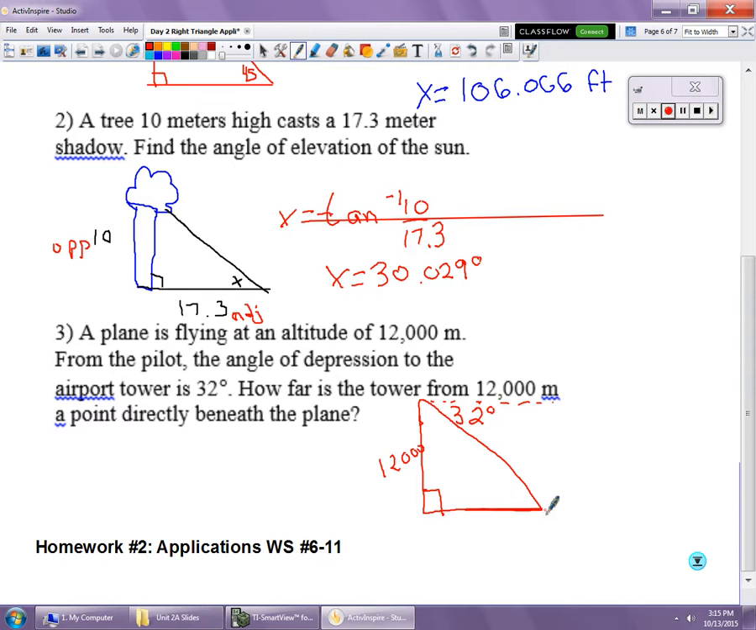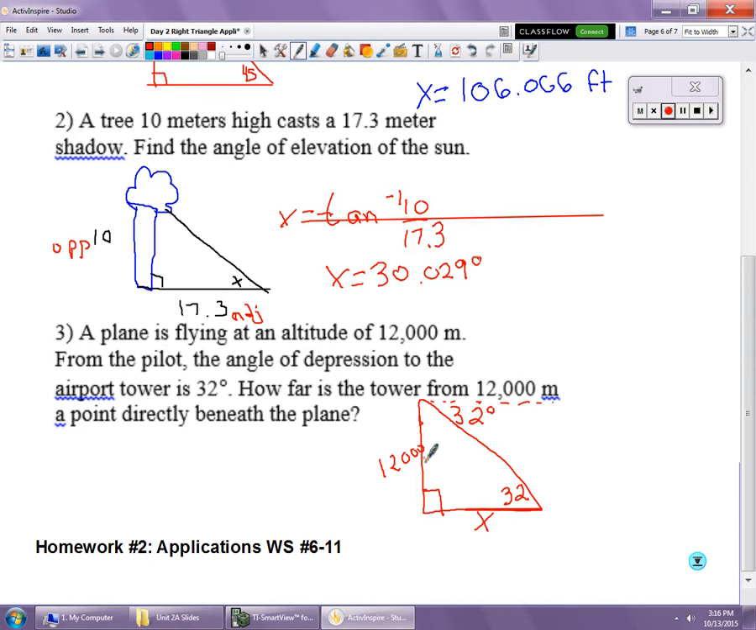The tower's over here, from a point directly beneath the plane. So this is x here. The tower is here, the plane is up here. So we are trying to find x. Now the problem is 32 degrees is outside. Remember that the angle of depression is the same as the angle of elevation. So again, two parallel lines cut by a transversal, alternate interior angles are congruent. So we're going to move the 32 down there.